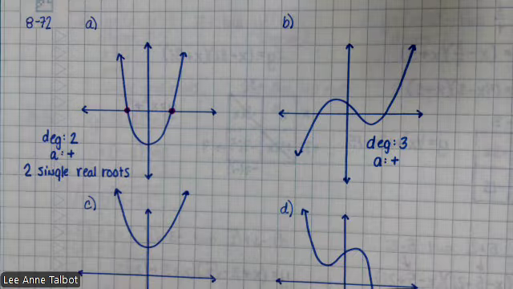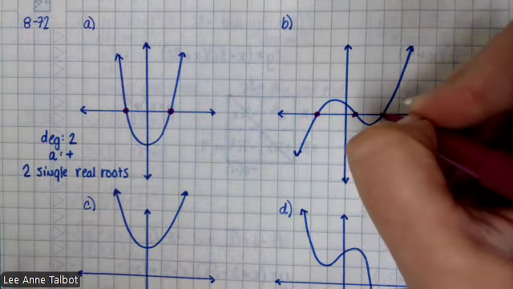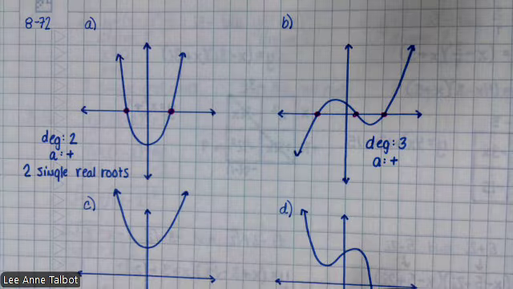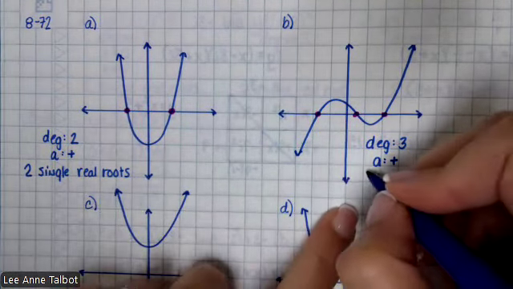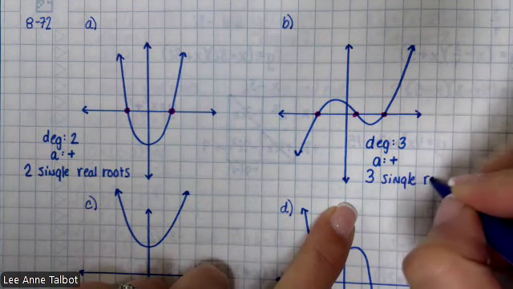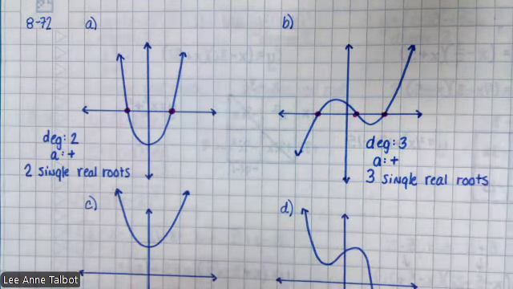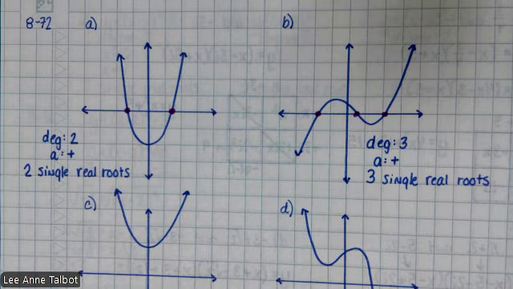Okay, now grab your other color. This one has 3 single real roots. Does that make sense to your brain?